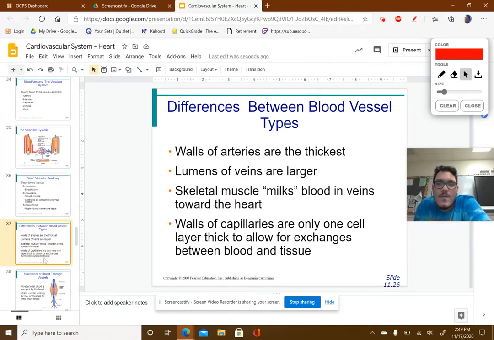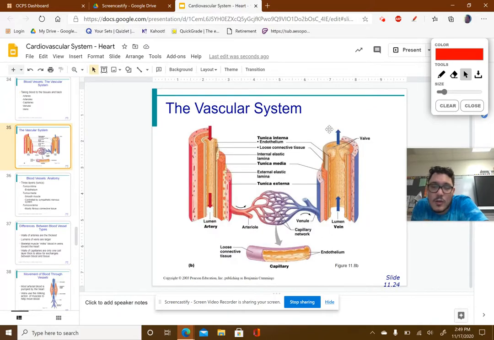Makes sense. Veins, on the other hand, are going to have larger lumens. Well, they both have lumens, but the veins' lumens are going to be larger. You notice the lumen right here. It's that inner tube, right? So the idea behind the lumen is that it's the inner diameter. Veins have a larger inner diameter than arteries do.